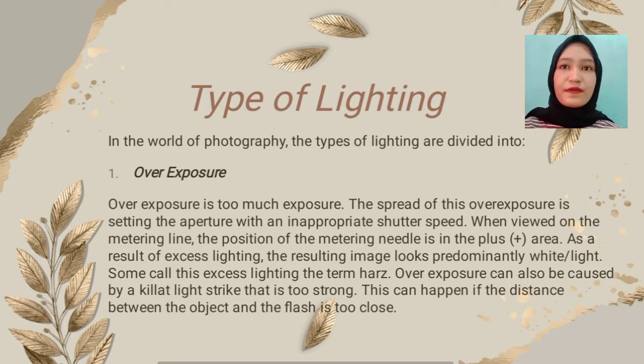Overexposure. Overexposure is too much exposure. The cause of this overexposure is setting the aperture with an inappropriate shutter speed. When viewed on the metering line, the position of the metering needle is in the bliss area. As a result of excess lighting, the resulting image looks predominantly white or light. Some call this excess lighting the term harsh. Overexposure can also be caused by a flash light that is too strong. This can happen if the distance between the object and the flash is too close.